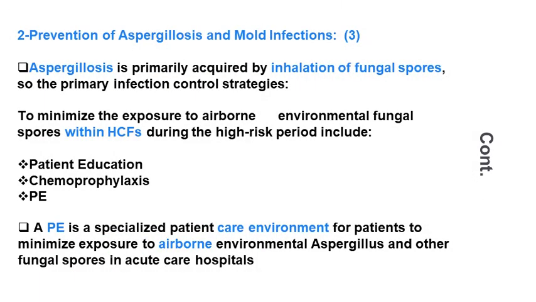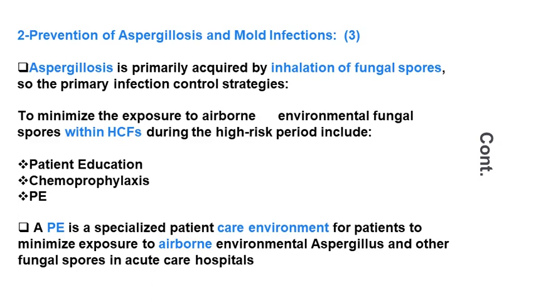Next, we will discuss the prevention of aspergillosis and mold infections. Aspergillosis is primarily acquired by inhalation of fungal spores. Hence, the primary infection control strategy is to minimize exposure to airborne environmental fungal spores within the healthcare facilities during the high-risk period through two steps. The first one is patient education to minimize exposure to fungal spores, and chemoprophylaxis with antifungal agents may be necessary. The second is engineering infection controls or the provision of a protected environment for these patients.